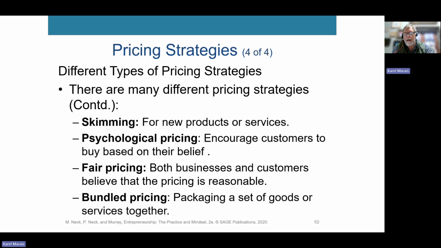Another way is a buy one, get one free type of thing. But when you look at it, the price is actually not half the price of two products. And then bundled products.